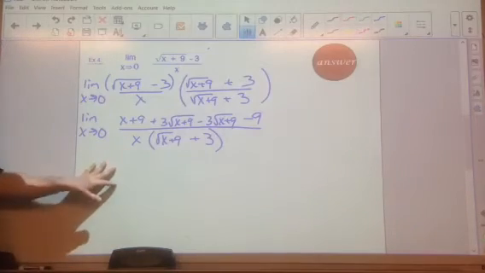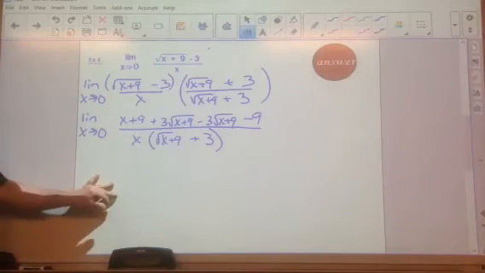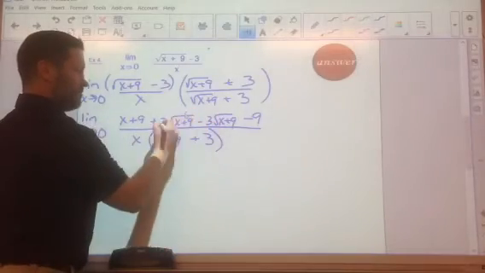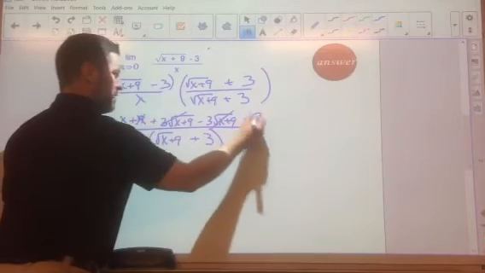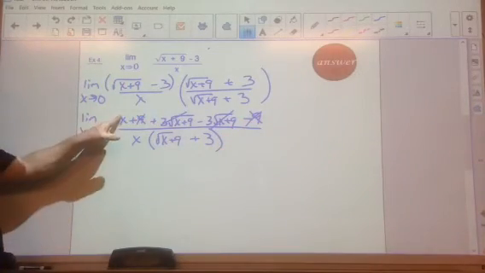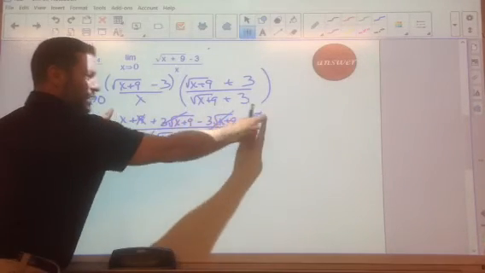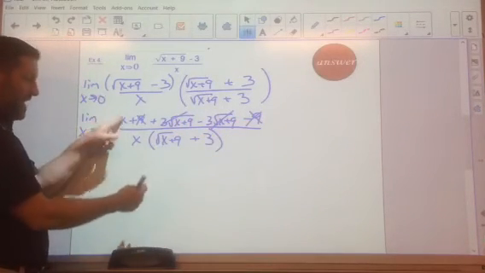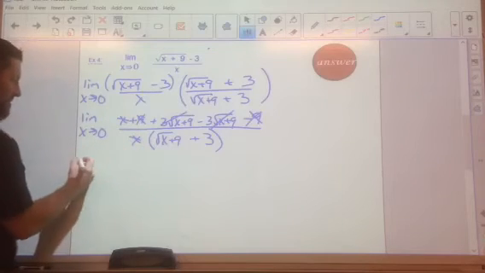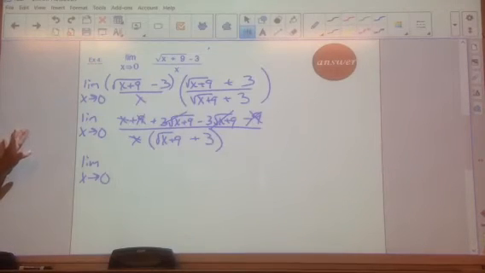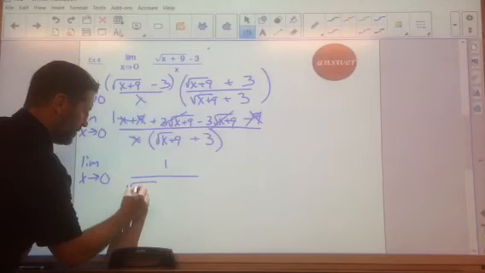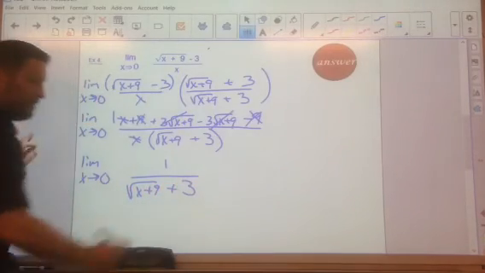All right, let's get rid of everything that we can. We've got to get rid of them in the right order, but we should be able to get rid of a lot. I see these two go away. The 9s, I see those two go away. And in essence, I'll have x all over that. After I've wiped all of those out, I'll have x over that, which wipes out the x's. Now be careful. What's left over on the top? One. A lot of people will get rid of it and will get the wrong answer. But I'll have 1 over root x plus 9 plus 3.